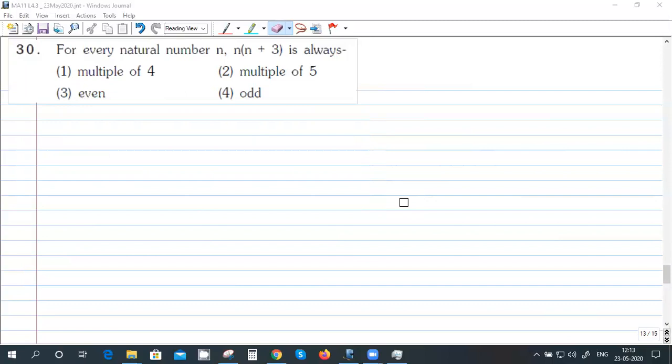Even is definitely true because if n is odd, n plus 3 is even. If n is even, n plus 3 is odd. So whenever you multiply by even, you always get even. So option 3 is definitely true. The only thing you have to check is whether 1 is true or not. 1 is not true for n equal to 2. So you can rule out 1. The only thing is we are choosing between 1 and 2, and you can rule out 1 because of n equal to 2. Simple question, but one catch is there.